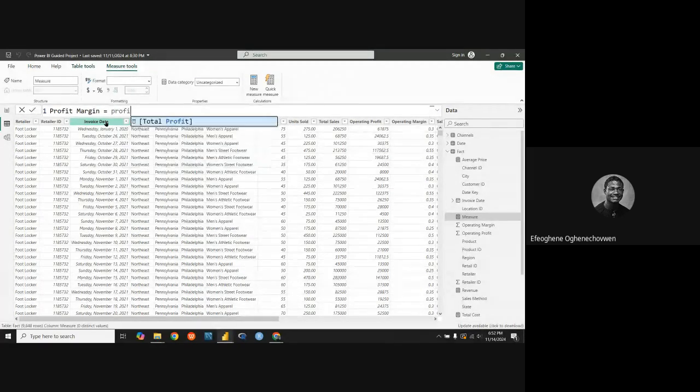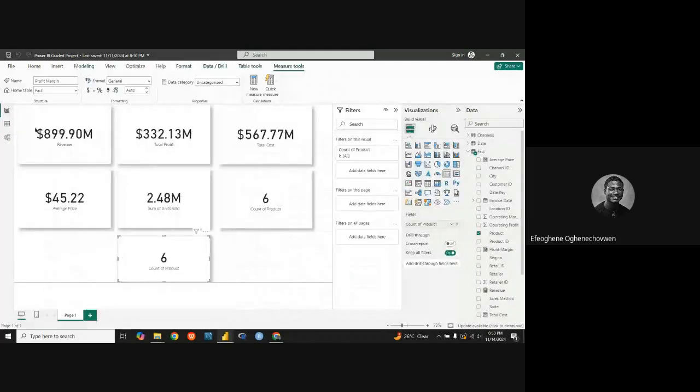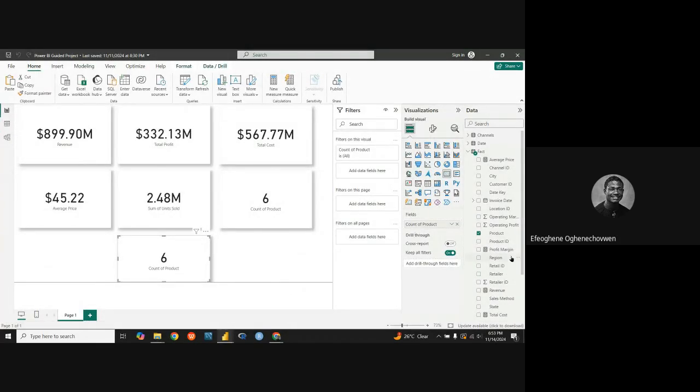The formula is long, so we can just say profit, divided by the revenue. Okay. Then we can format it as a percentage when we get our final answer. Or you multiply by 100. So let's just do everything here. Multiply it by 100. So check this off, a profit margin.